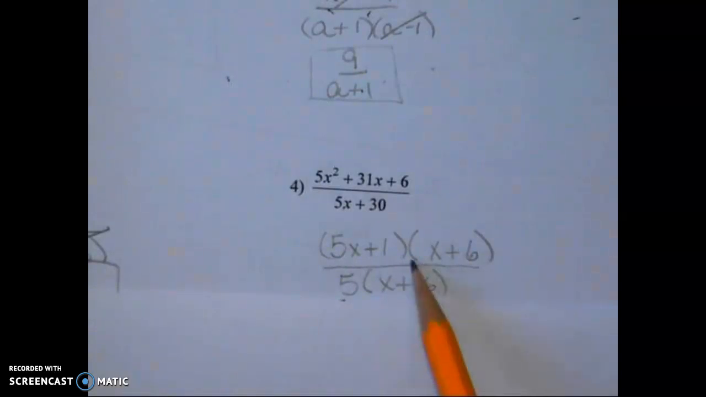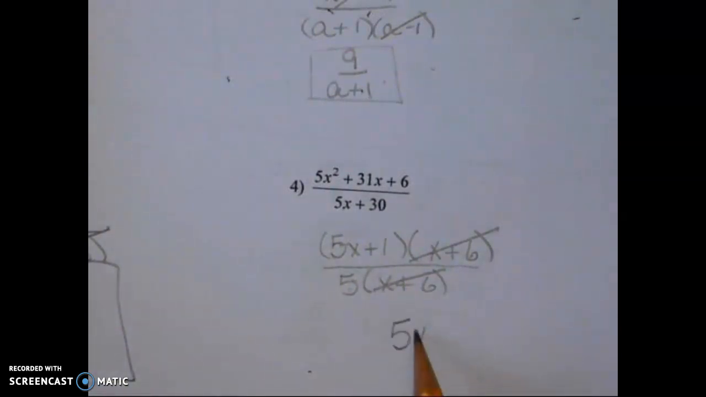I'm seeing these x plus 6's. They are the same. Can you cancel these 5's? No, no. And you get 5x plus 1 over 5.